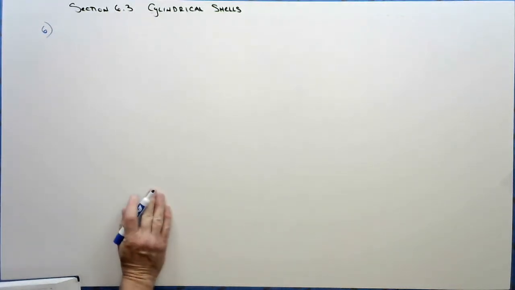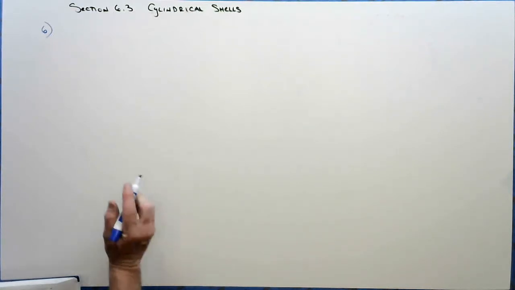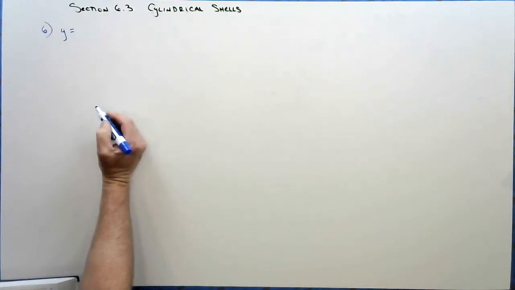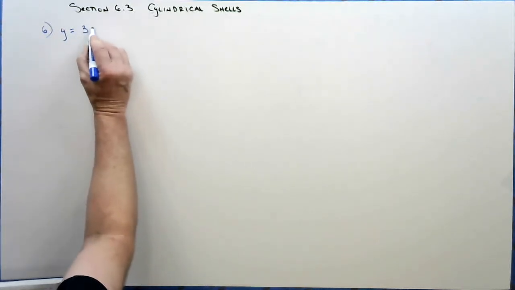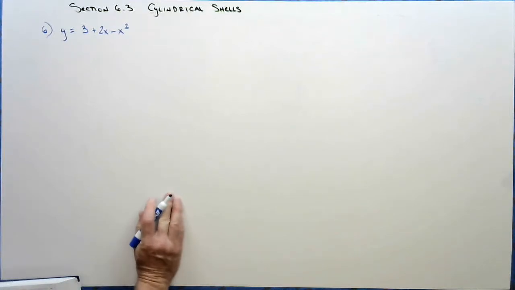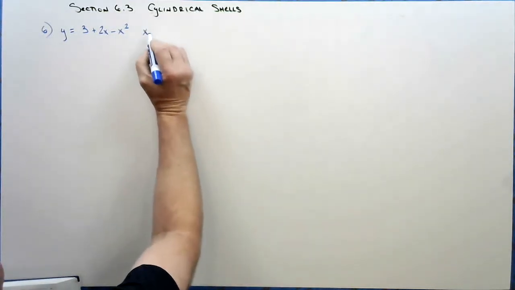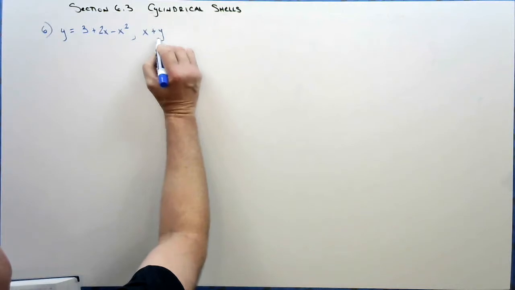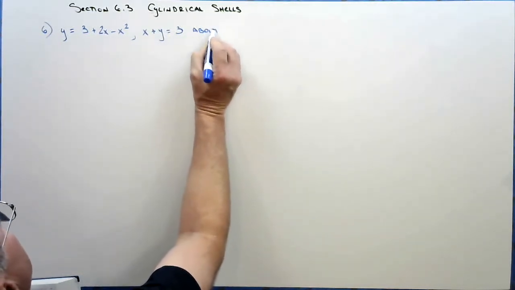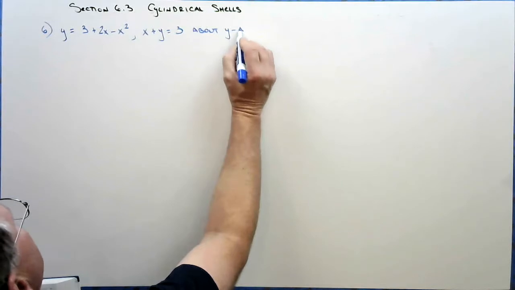Problem 6 says, use the method of shells to find the volume generated by rotating a region bounded by the given curves about the y-axis. So our first curve is y equals 3 plus 2x minus x squared, and x plus y equals 3. And remember, we want to go about the y-axis.